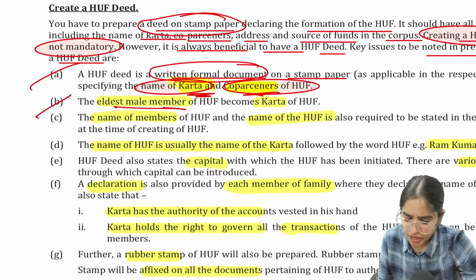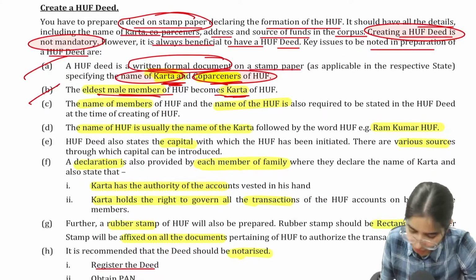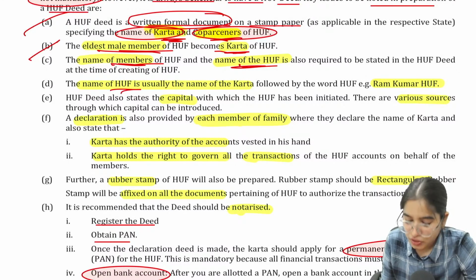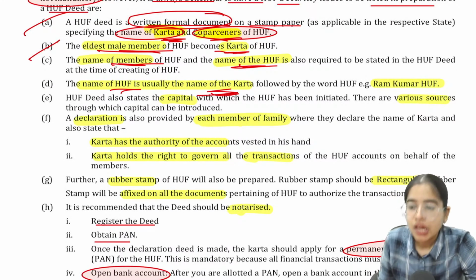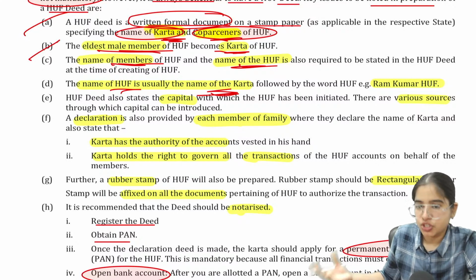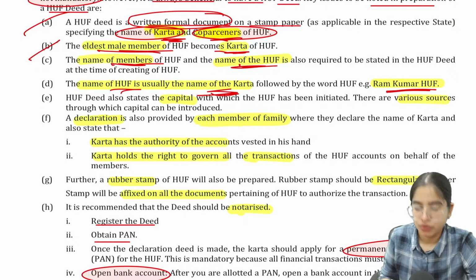The senior-most, eldest male member is the Karta, and the names of the members are given. The name of the HUF is given, and the name of the HUF is usually in the name of the Karta. Like if the senior-most male member is, let's say, Amitabh Bachchan, it will be Amitabh Bachchan HUF. Like Ram Kumar HUF, just an example.